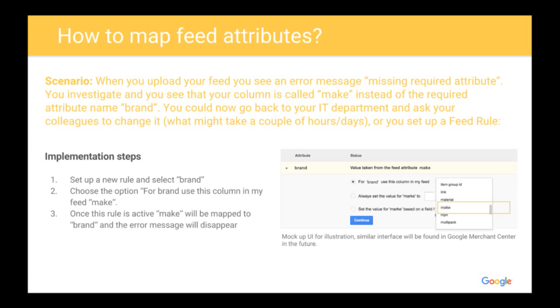So that's a little sneak screenshot of how that looks, how you can set up such a rule, and you see on the left side, it's very simple implementation steps. You select a new rule, you select brand, then you select that you want to use a different column for that attribute, and once you've selected it, we will map it automatically for you and the items will be live again.